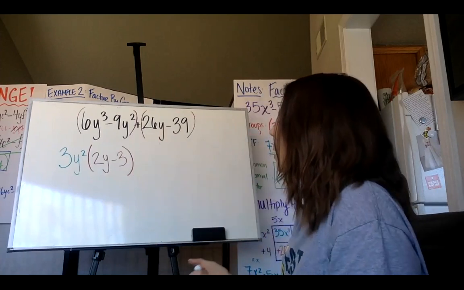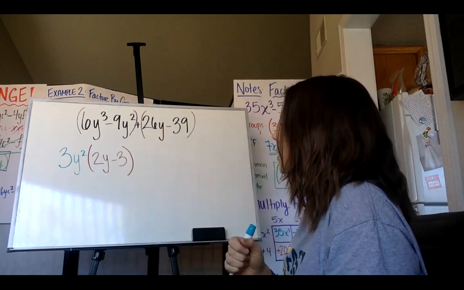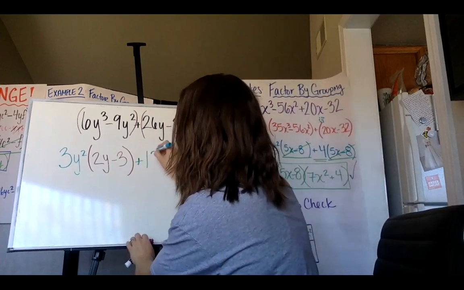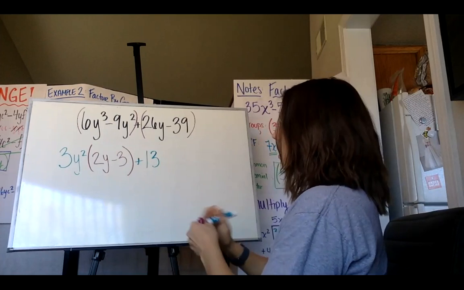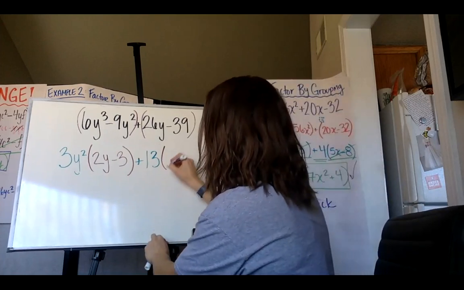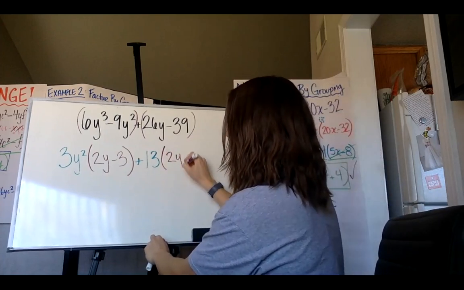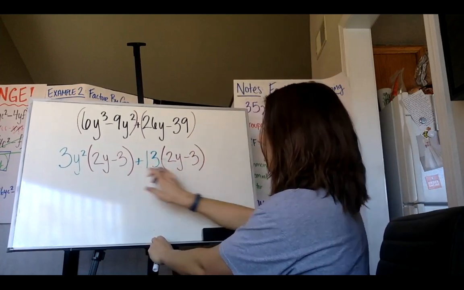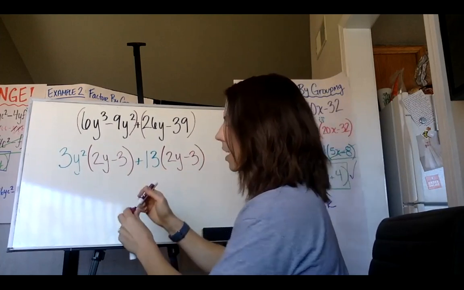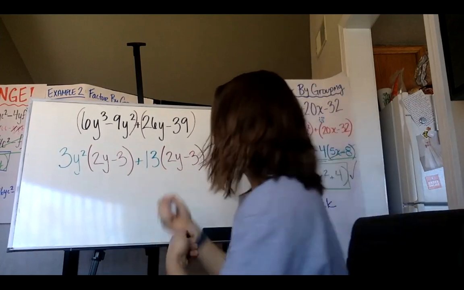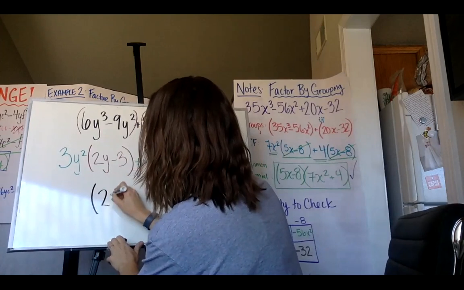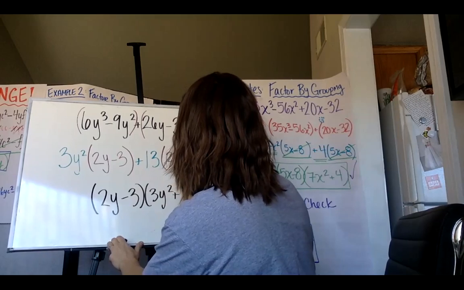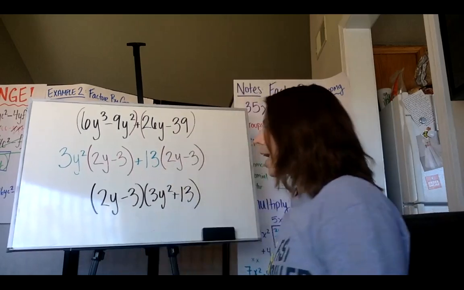26y and 39. 26 doesn't have many factors, and neither does 39, but I do know that they both have 13 in common. 13 times 2 is 26, and then I didn't take out the y, so it's still there, and 13 times 3 is 39, and that's a common binomial factor, which leads me to believe that I did this correctly. So when I take out the common binomial factor, 2y minus 3, I'm left with 3y squared plus 13 behind.